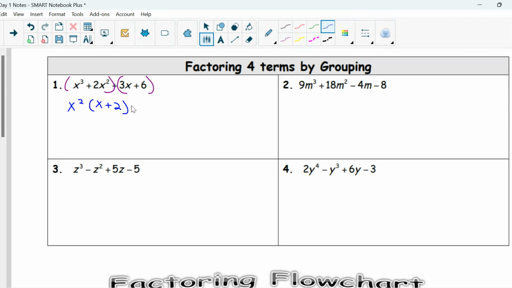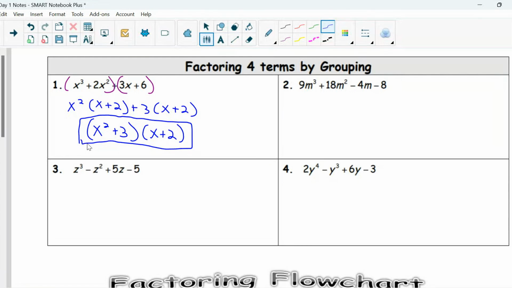From my second group, I can factor out a 3. So I've got plus 3 times x plus 2. Okay, at this step, you should notice that both of your leftover factors are the same. So I can group my greatest common factors and my leftover factors, which gives me x squared plus 3 times x plus 2. Okay, and for this case, that is my most factored form. Sometimes you could factor it one more step, but in this case, we have to leave it.